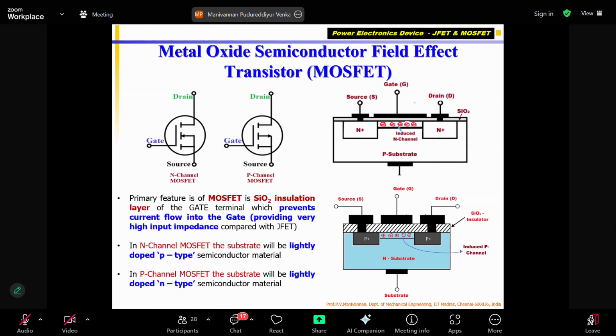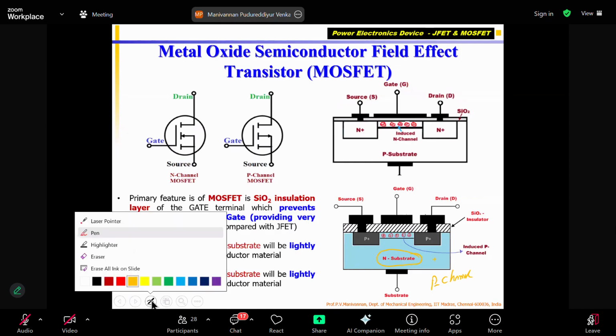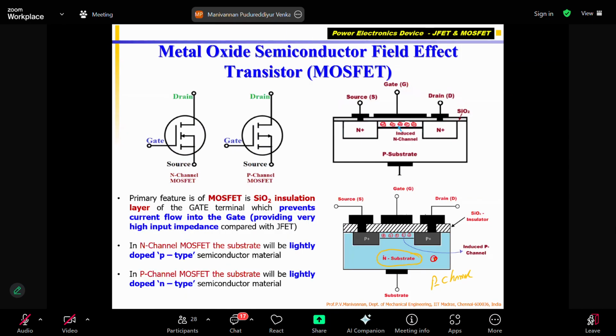So this is the N channel MOSFET. If it is a P channel MOSFET, again this is the P channel MOSFET. Please note that when I say P channel MOSFET, the substrate is made of lightly doped N material, which has the positive charges, which are called minority carriers. That means more electrons and a few positive charges, randomly distributed inside the N substrate.